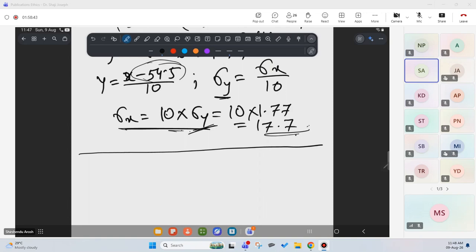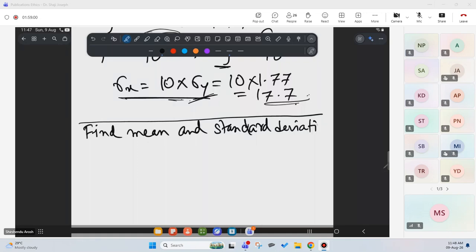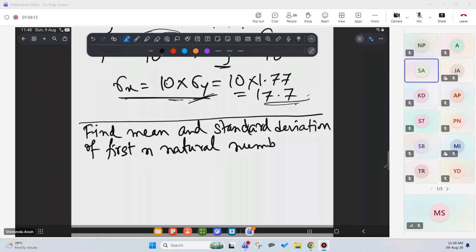This is a pretty common problem. Find the mean and standard deviation of the first n natural numbers. Right? So of course, a few equations or formulas are required.